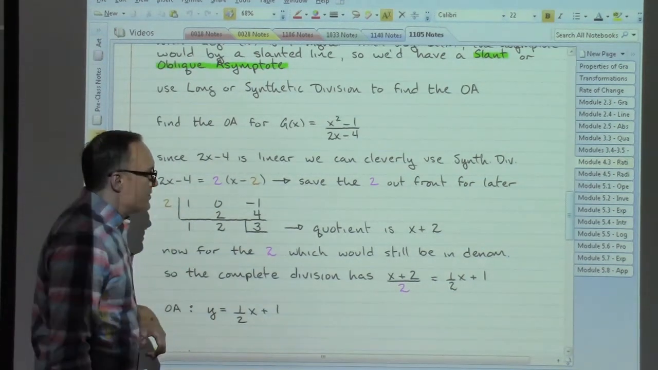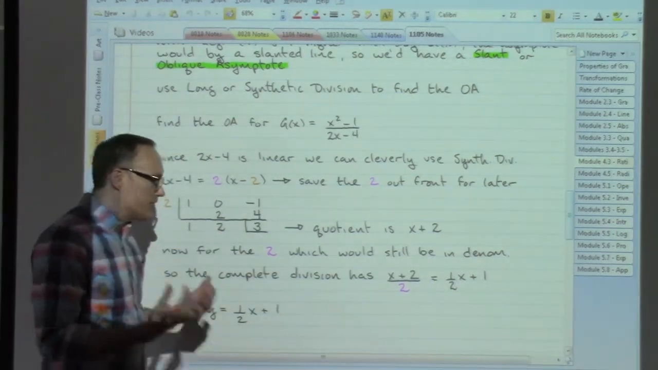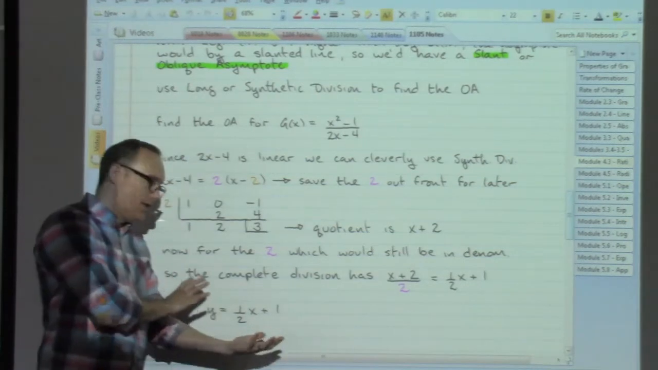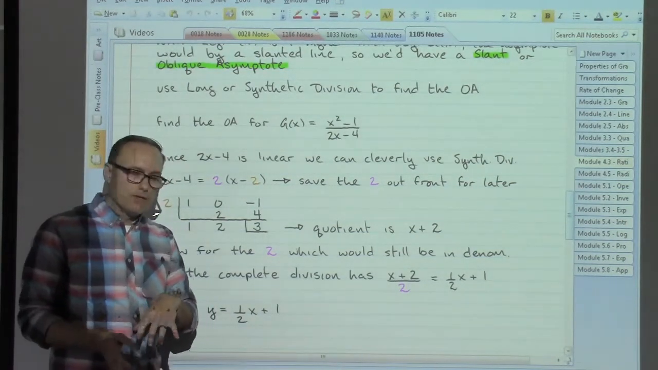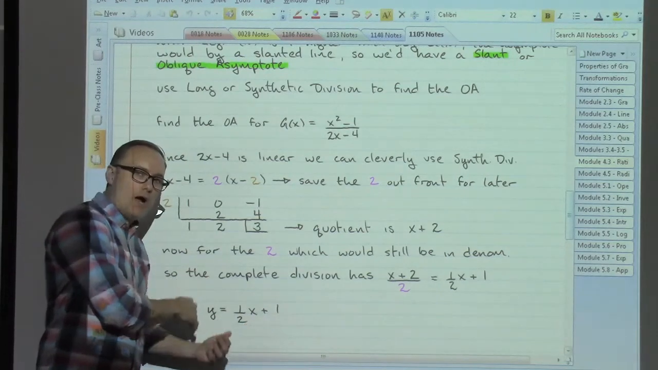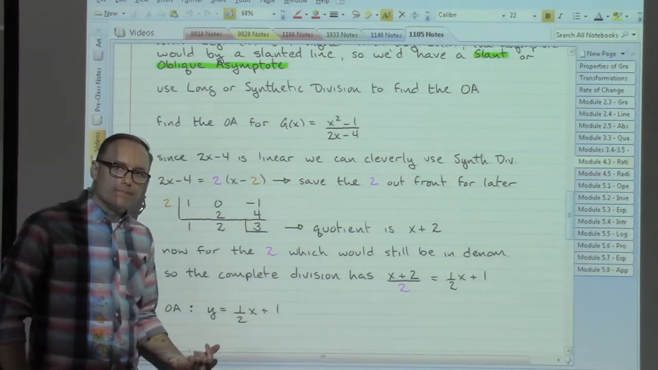If you were not interested in trying to cleverly use your synthetic division, you would have to do your long division. Your long division is still going to get you that same result. We ignore the remainder. We only worry about the quotient. Y equals the quotient is going to give us that oblique asymptote.